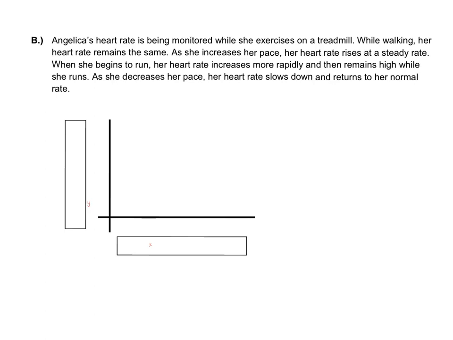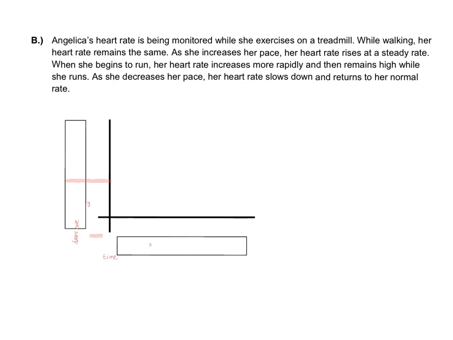Does her heart rate depend on her pace, or does her pace depend on her heart rate? Since her heart rate depends on her pace, the heart rate would be our dependent variable. And let's put the time, as the time goes on during the time she's on the treadmill, as our independent variable. So instead of putting numbers, since I wasn't really provided numbers for this, I'm just going to go through that vocabulary. Angelica's heart rate is being monitored while she exercises on a treadmill. While walking, her heart rate remains the same. So at first, her heart rate is remaining the same.